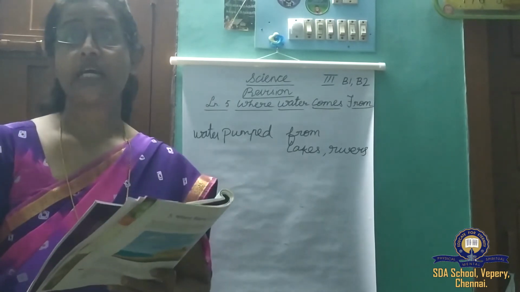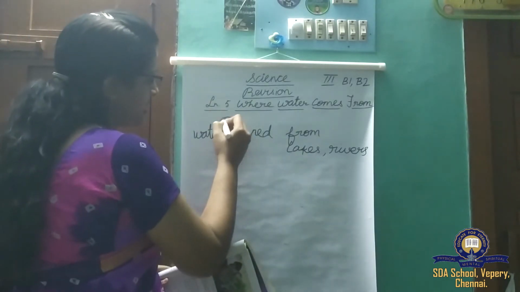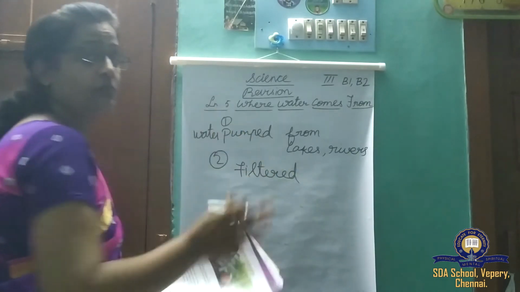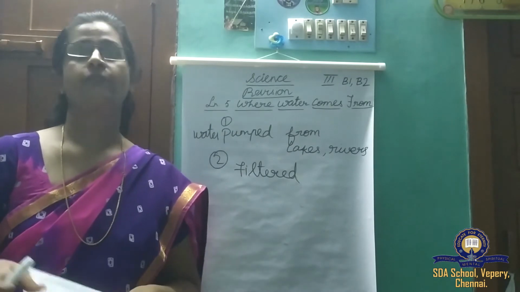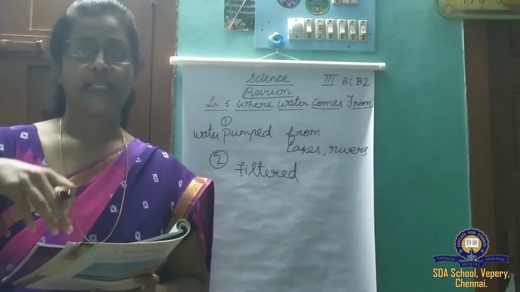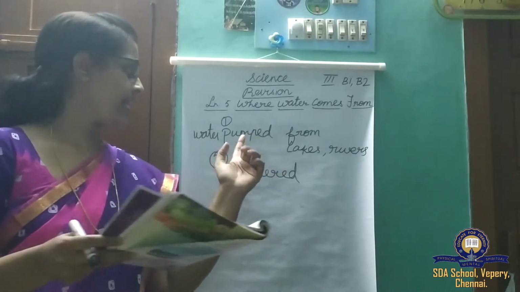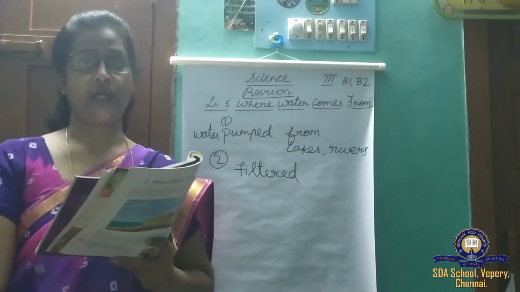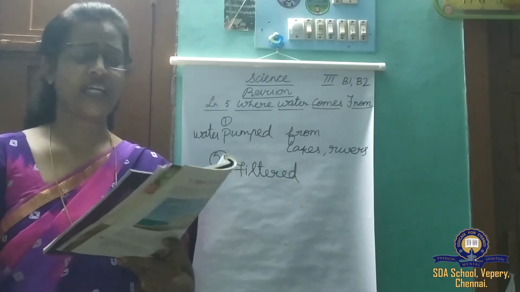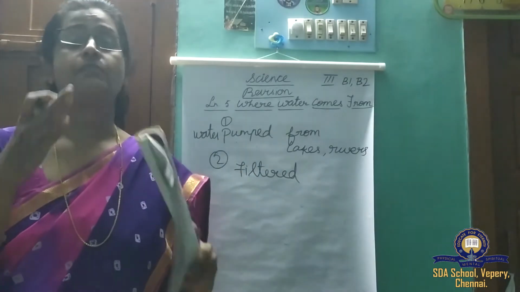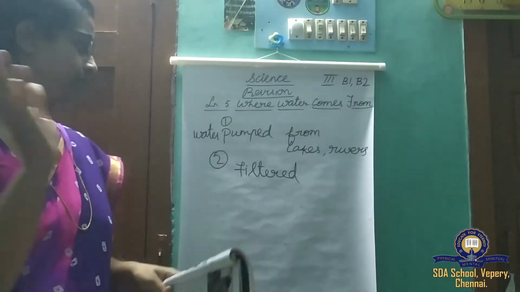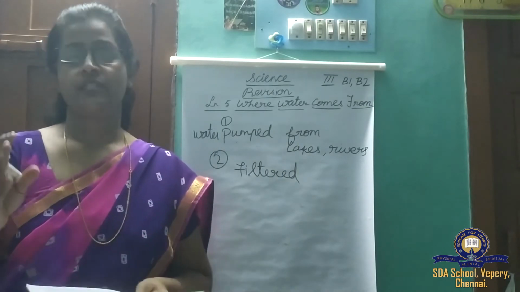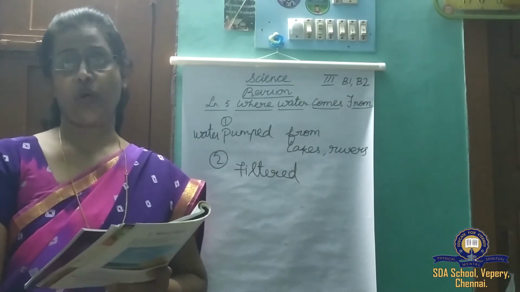This is the first step. Second step, it is filtered. I'm just telling you in points so that you can remember it. First, the water is pumped out from the lakes and rivers. The second step, it is filtered in huge tanks. What is filtering? Filtering is nothing but separating, or taking out the solid things mixed in water.